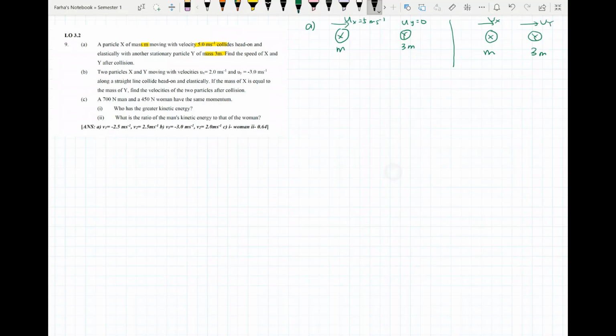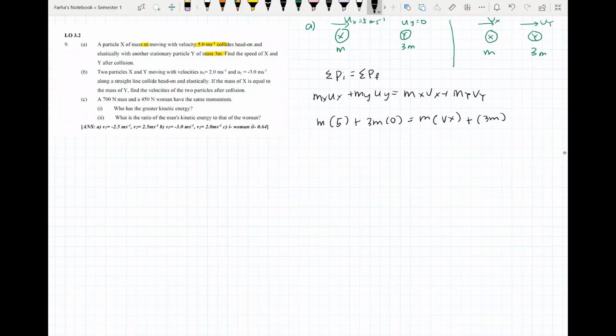So kita boleh gunakan yang pertama, the conservation of linear momentum, which is the sum of p initial equals to the sum of p final, which is mx ux plus my uy equals to mx vx plus my vy. Then we substitute all the values. m times ux is 5, plus 3m times 0, equals to m vx plus 3m vy.